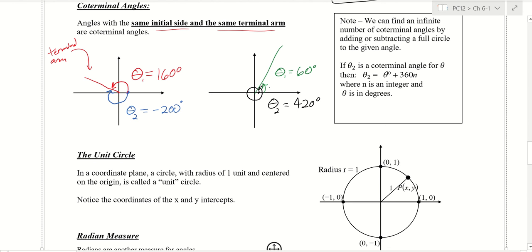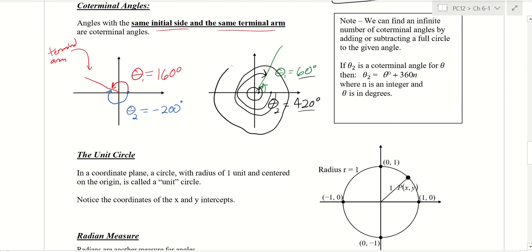In fact, you could just keep doing this, right? You could just go to this terminal arm and then do another full revolution to get 420, and then do another full revolution again to get what is 420 plus another 360. That would be 780 if I'm not mistaken. So there you go. 780 degrees is an angle that is coterminal to 60 degrees, and it is also coterminal to 420 degrees. Again, as I mentioned, we could perform the same trick where we instead go backwards, or we could go backwards and then do another full backwards revolution, right?